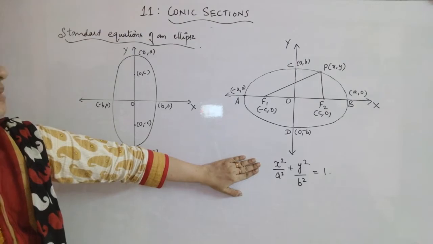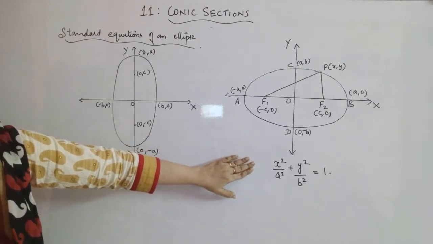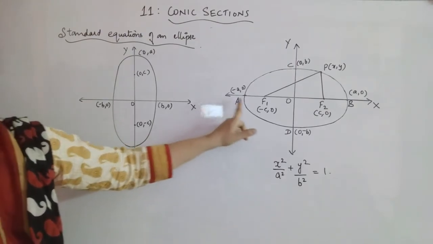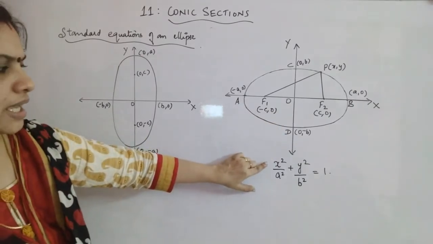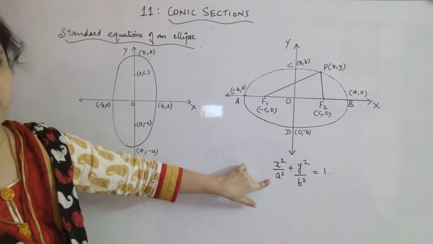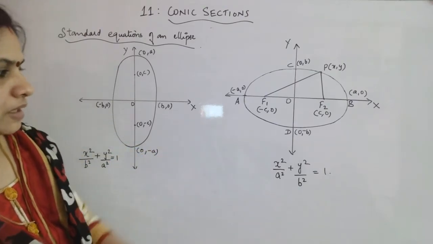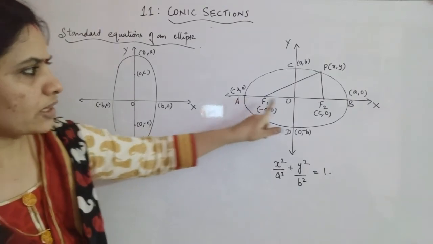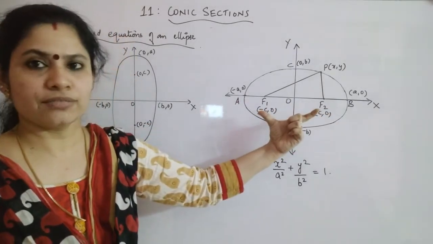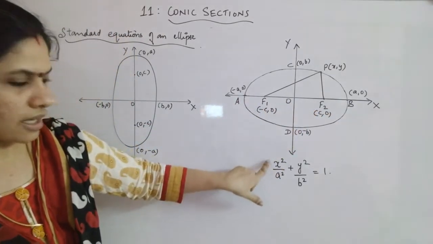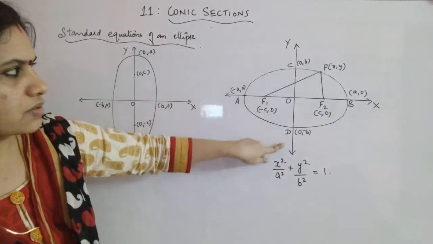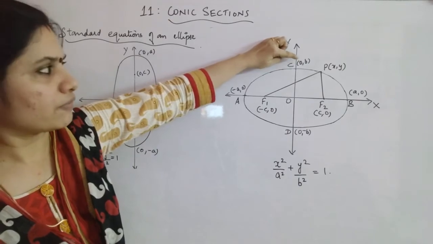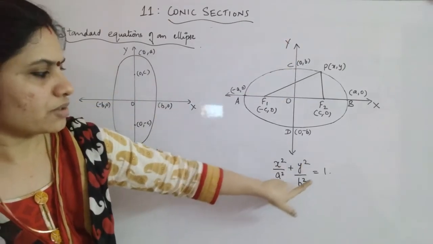This is the standard equation of the ellipse when the major axis is the x-axis. What is the equation? x square by a square plus y square by b square equal to 1. You can remember, when the major axis is on the x-axis, the length of the major axis is 2a. So x and a are related, that means x square's denominator will be a square. And on the y-axis you can see the b coordinates, you have b there. So y square by b square equal to 1.